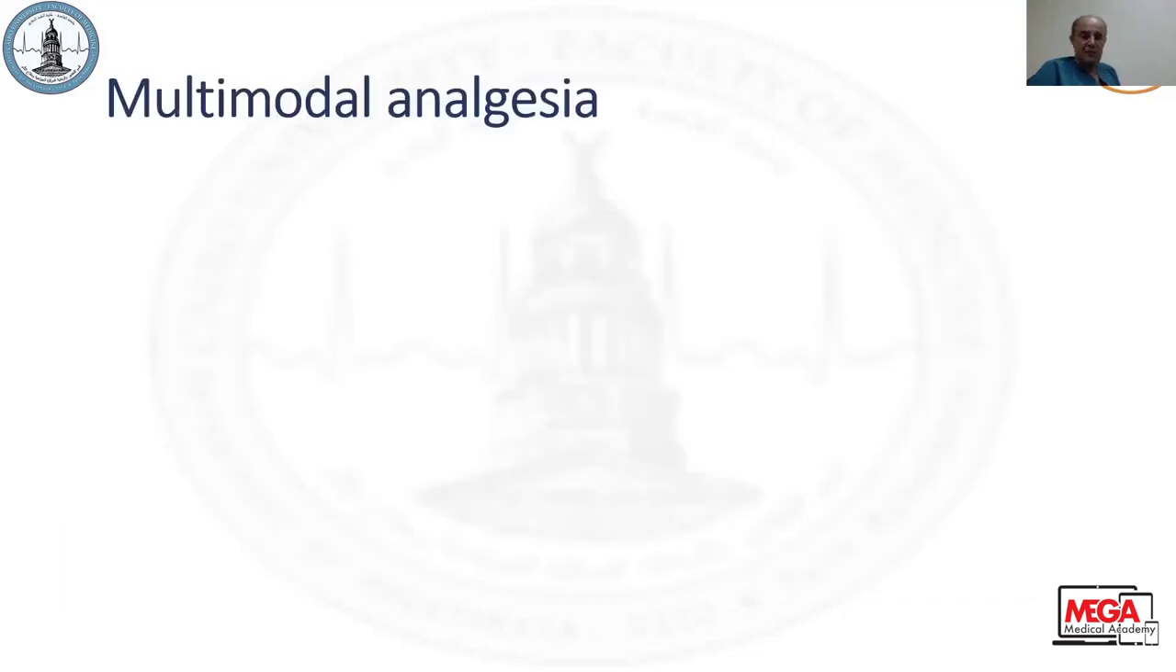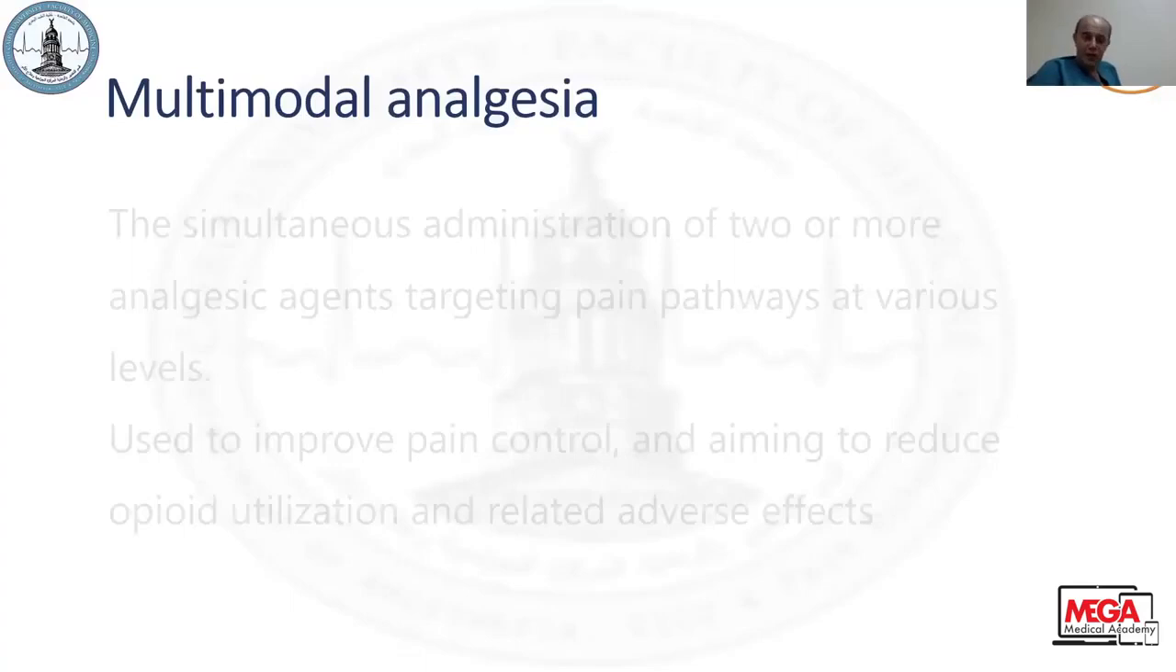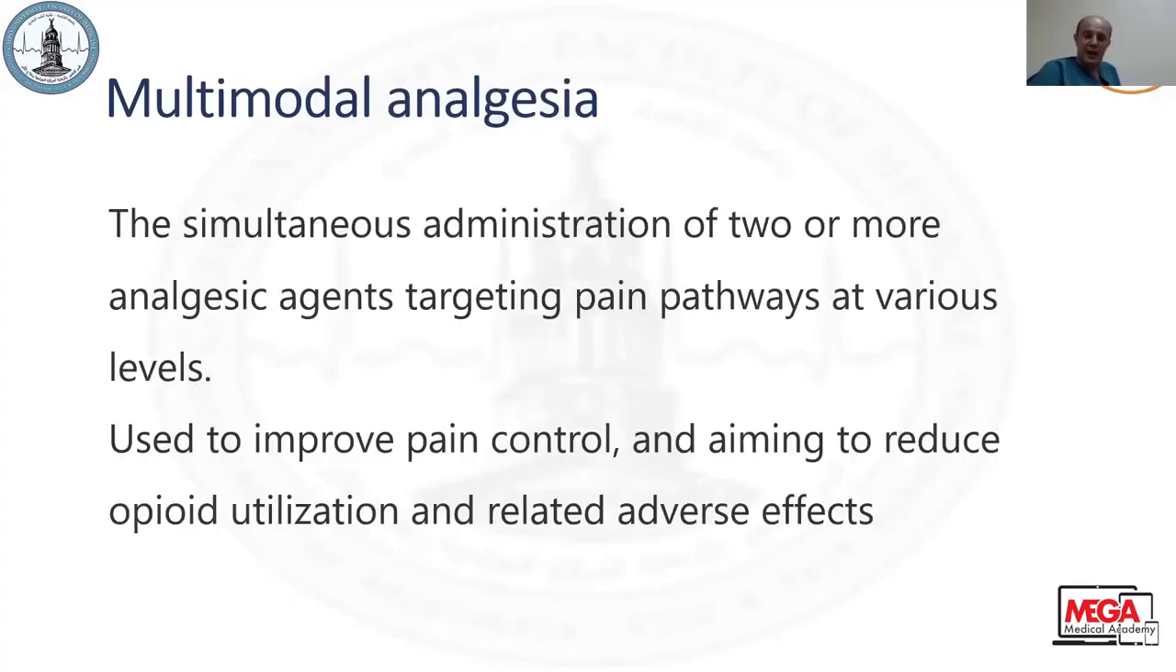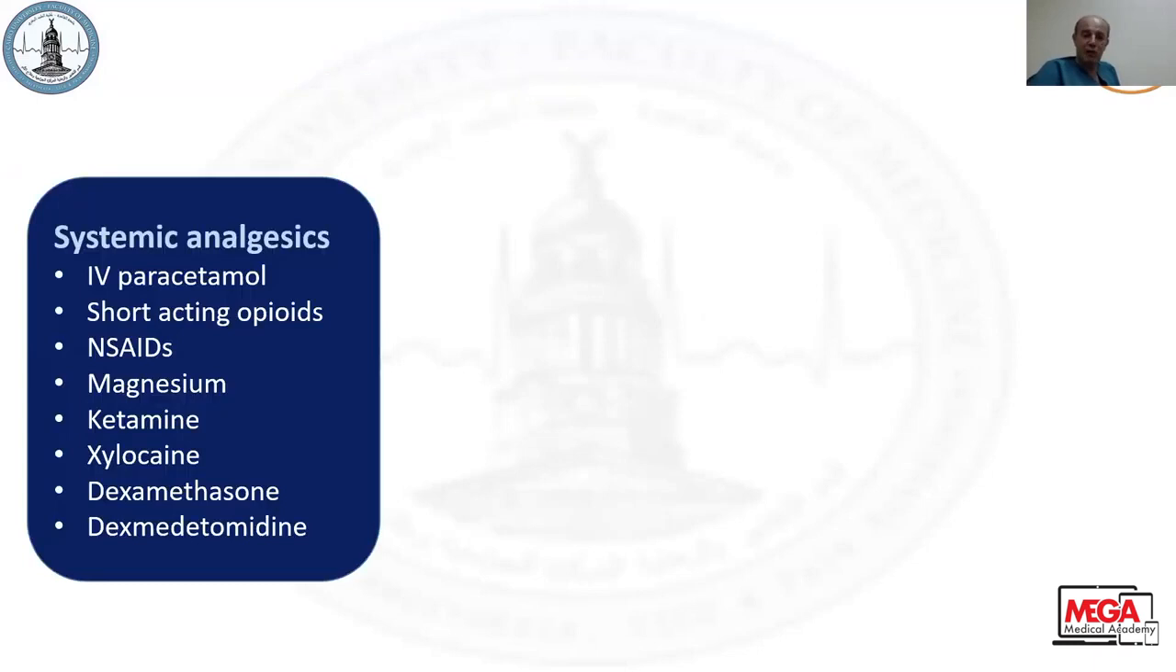As for multimodal analgesia, by definition, it indicates the simultaneous administration of two or more analgesic agents targeting pain pathways at various levels. It is used to improve pain control, and its main aim is to reduce the opioid utilization and its related adverse effects, especially in our group of patients, which are the obese patients that are more sensitive to the opioids.